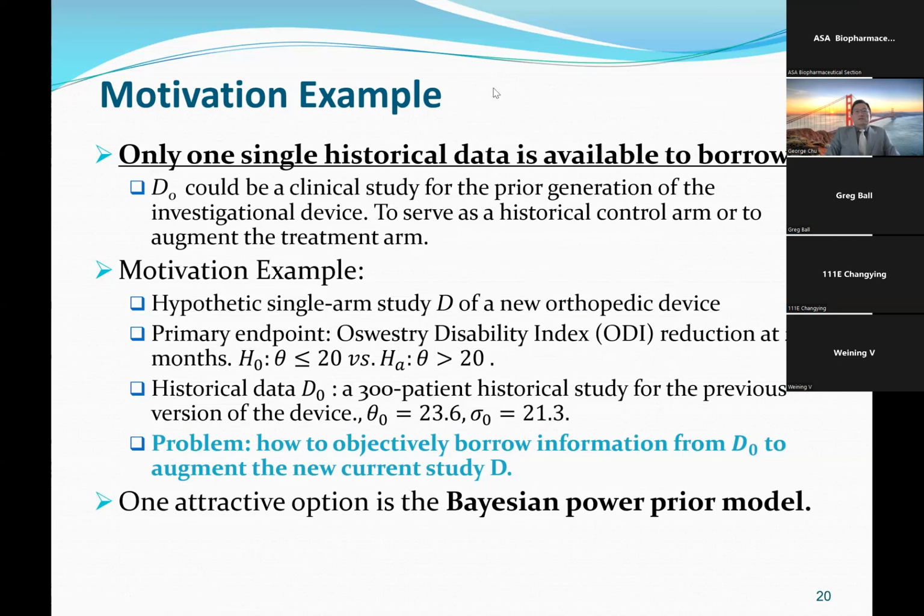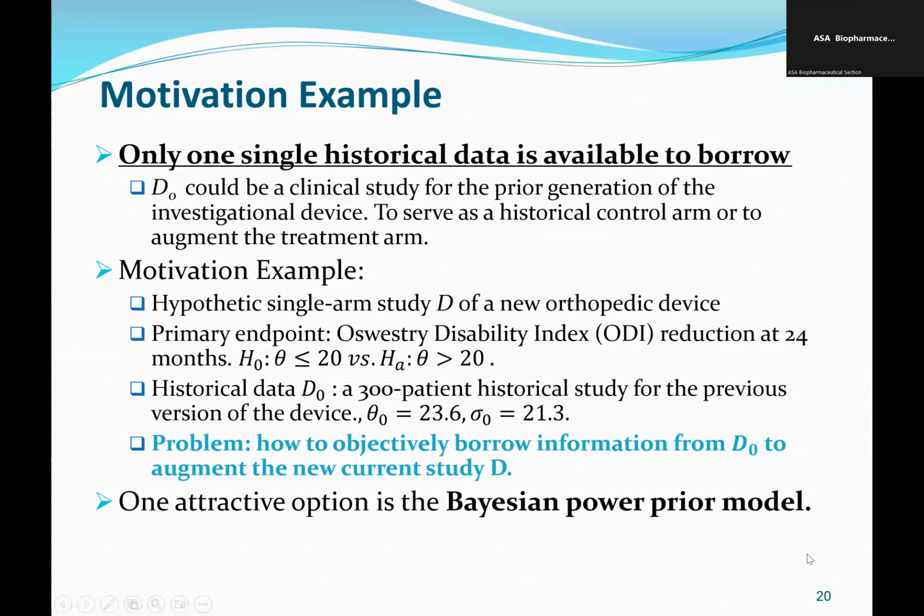So here is just a motivating example for you to have a better understanding of the following key points. Suppose only a single historical data set is available to be borrowed, and D0 is a prior data set for the investigational device. It could be from the early feasibility study, or maybe a first generation device, and could serve as a historical control arm, or even just augment the device treatment arm. Hypothetical single arm study for a new orthopedic device. This example is actually detailed in the published paper.